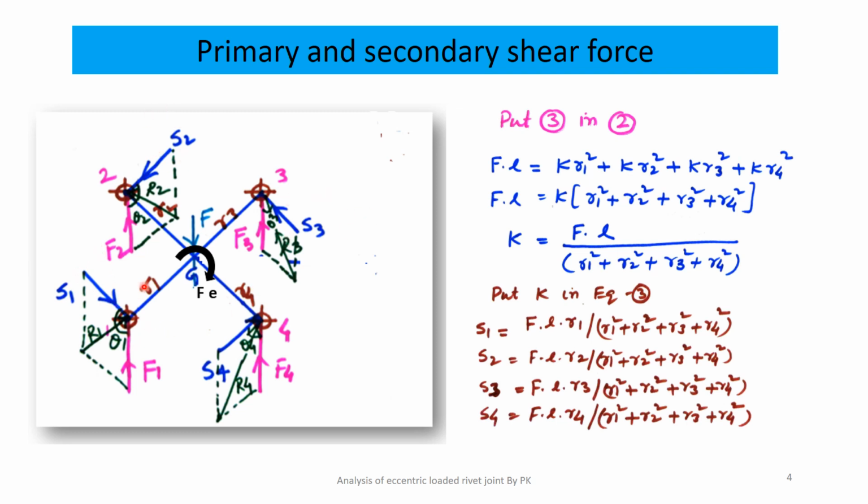And these two forces, F1 and S1, because this force F is acting in the plane of the rivet, that is why the forces F1, F2, F3 and F4 are also acting in the plane of the slide. S1, S2, S3, S4, which produce the secondary shear stress, are also in the plane of the slide. So all the forces are in the plane of the figure. So there are two forces, F1 and S1, at an individual rivet, and the angle between them is theta 1. So directly we can add them.